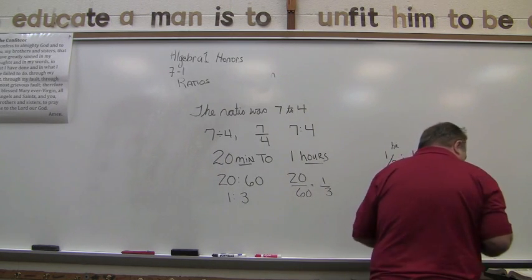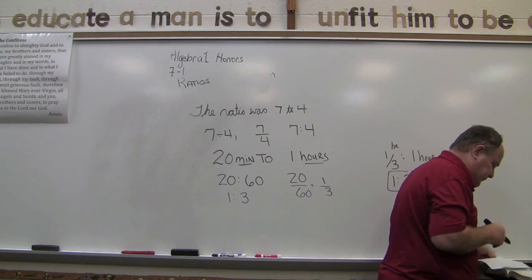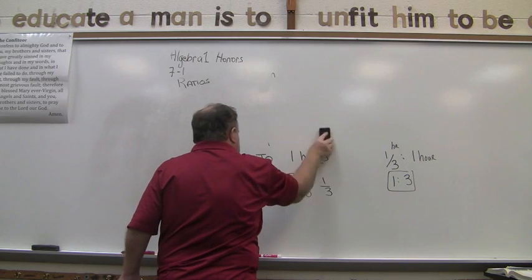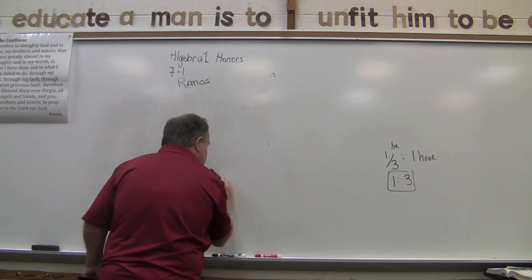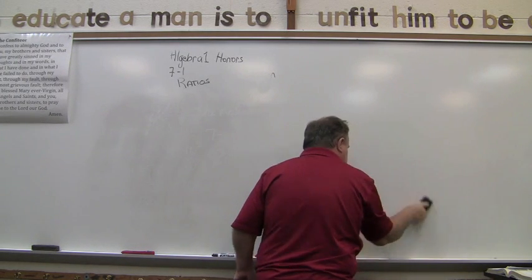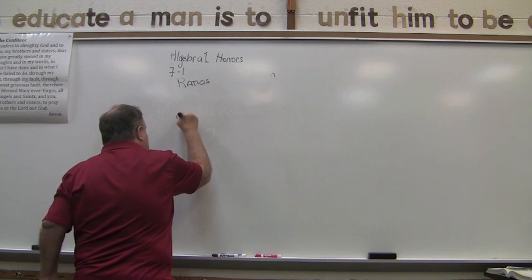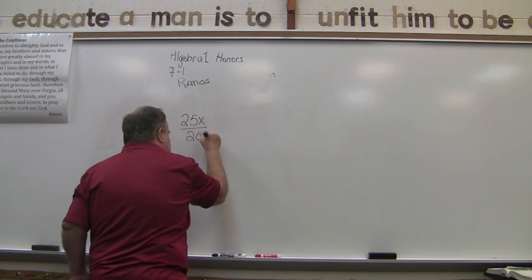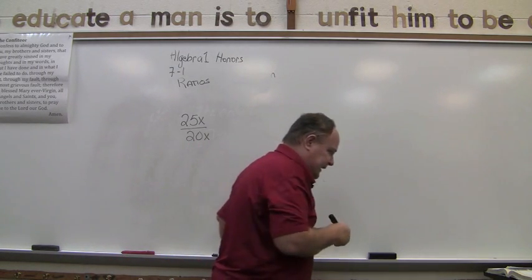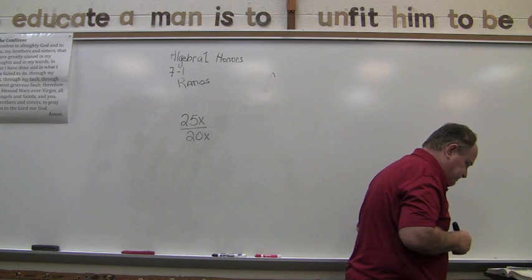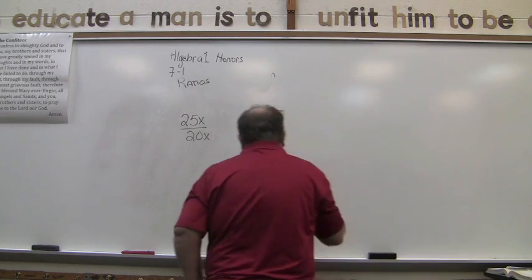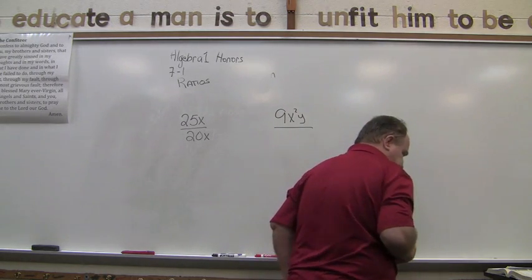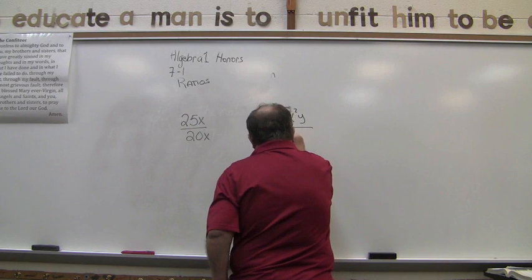All right, let's look at some other examples. Let's look at an example if we had 25x to 20x. And then 9x squared y over 6xy squared. Let's see what those turn out to be.